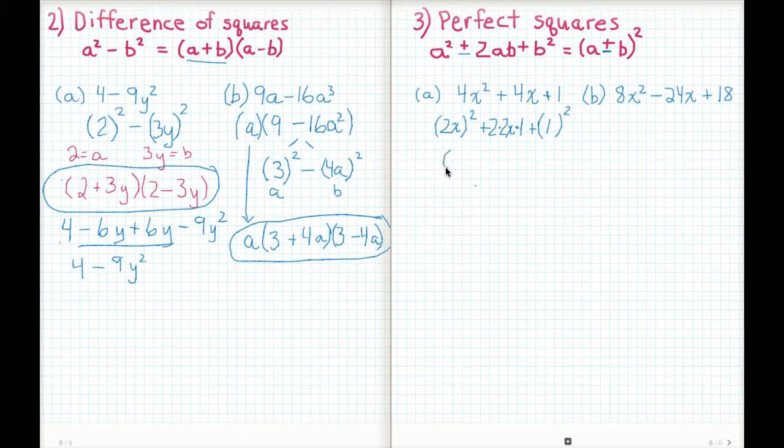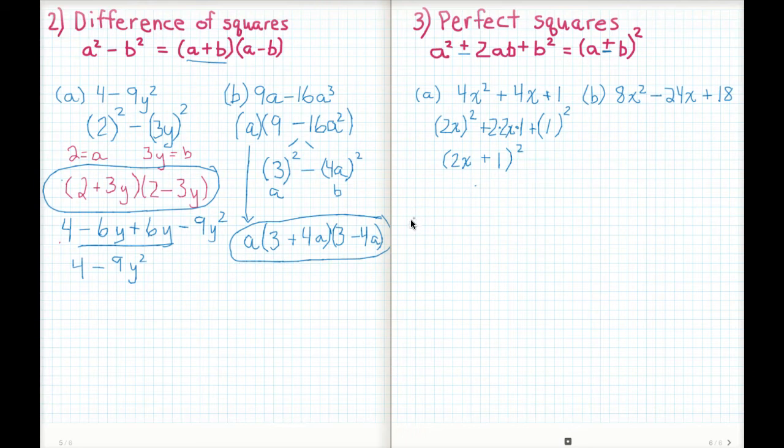That means that this factored is going to be a, which is 2x in this case. Right? Whatever was here squared is going to go here. So that's 2x plus 1 squared. And that's the factors of this.